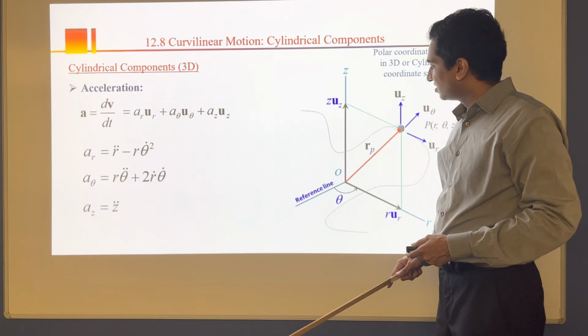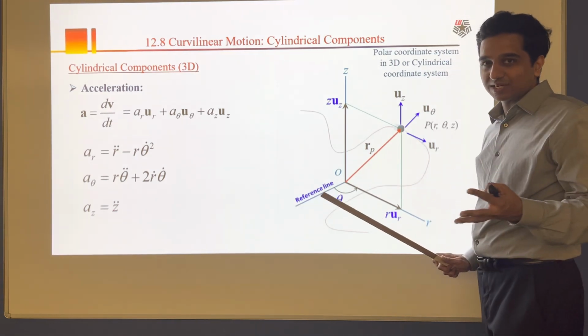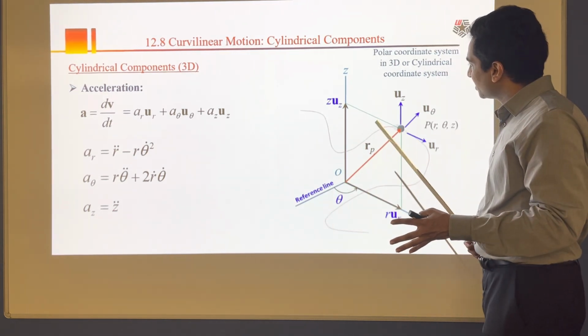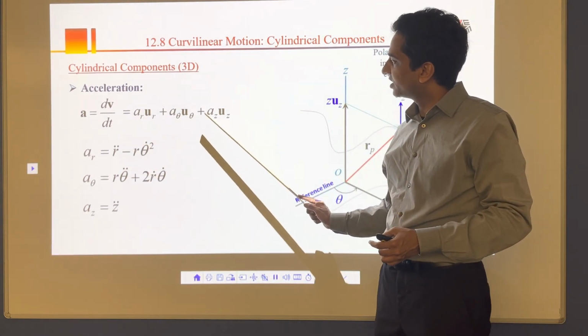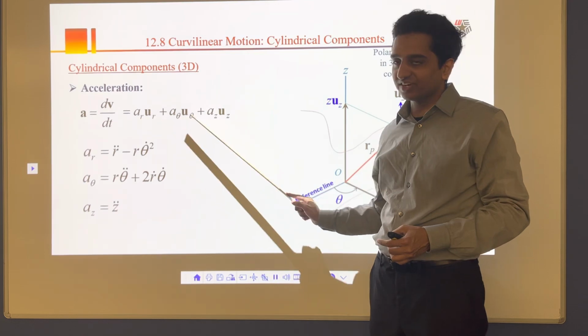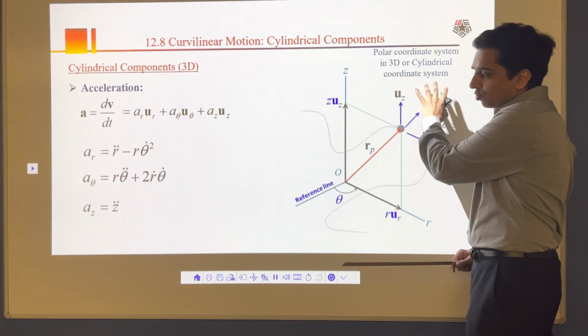Now if I want to know acceleration, the way we had x double dot, similarly for acceleration, we are going to have AR UR plus A theta U theta plus AZ UZ. That's your acceleration for this particle in the polar coordinate system.